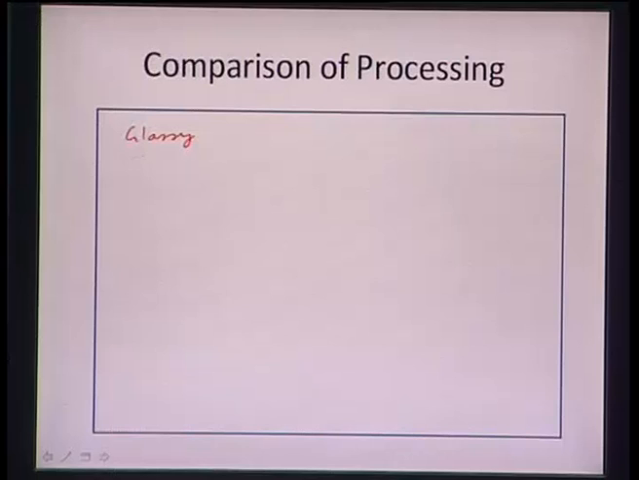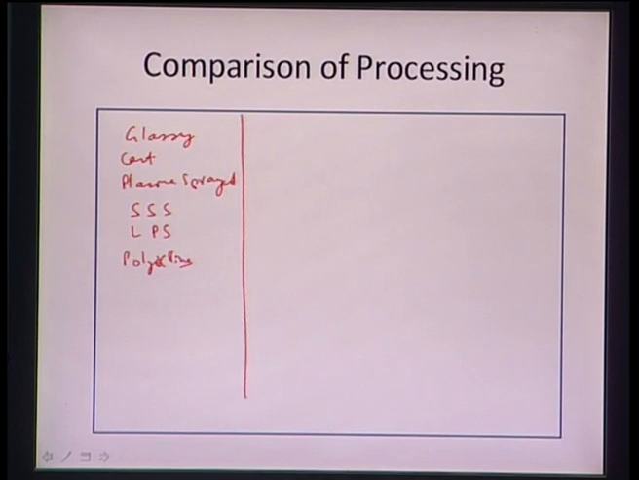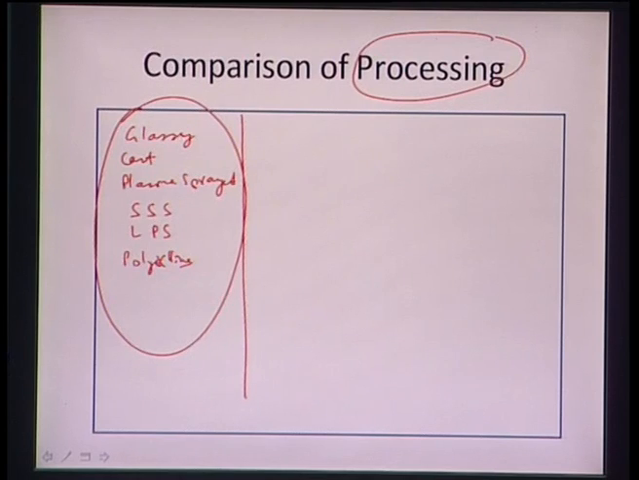So we can either have a glassy structure, we can also have a cast structure, we can also have a plasma sprayed structure, we can also have a solid state sintered ceramic, we can also have a liquid phase sintered ceramic, or we can also have a polycrystalline matrix which can be again ceramic in glass. So there are various kinds of microstructures which we can attain just by varying the processing technique, and all these are basically thermal spraying techniques.